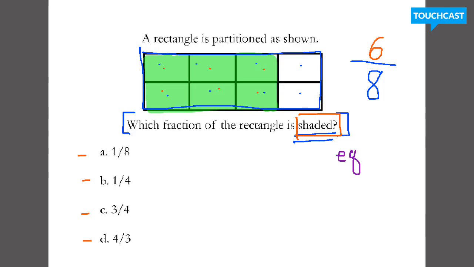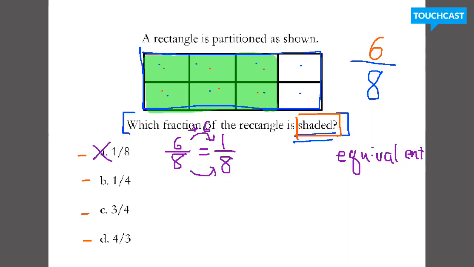Equivalent. Perfect. So, right off the bat, let's take a look. 6/8 compared to 1/8. Well, how do I get from 6 to 1? I divide it by 6. What about 8? Nope, that doesn't make sense. Alright, 1/4. 1/4 equals 6/8. How do I get from 1 to 6? Times 6. How do I get from 4 to 8? Times 2. Oh, that doesn't match.